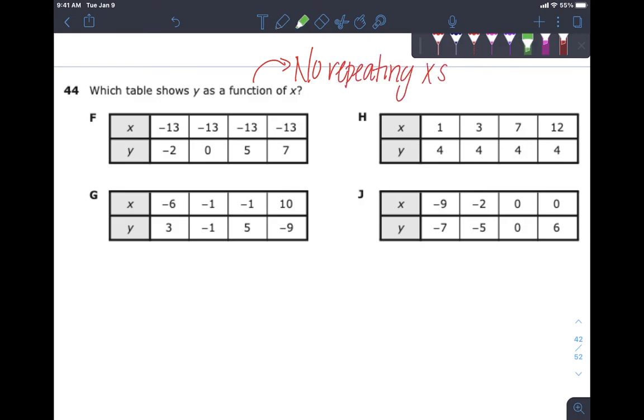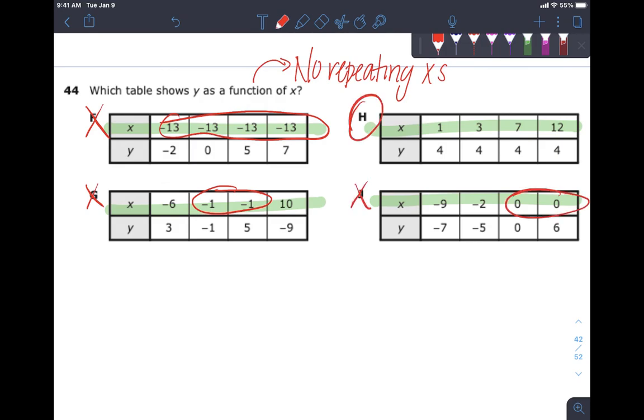So I don't care about those y's. I only care about my x's. So I'm looking, there's like 4 repeats here, so that's not it. There's a repeat, that's not that guy. Here's a repeat. So my correct answer has got to be H. Simple as that. Remember, function passes the vertical line test, no repeating x's, ever.